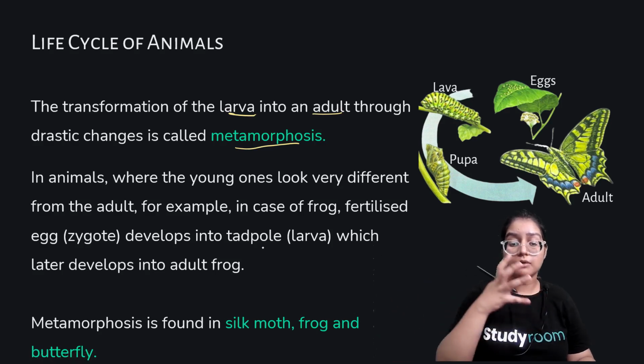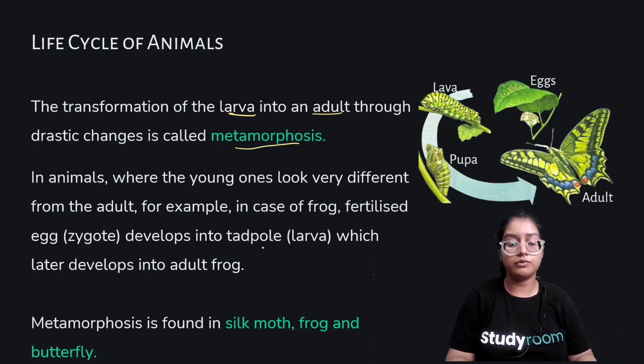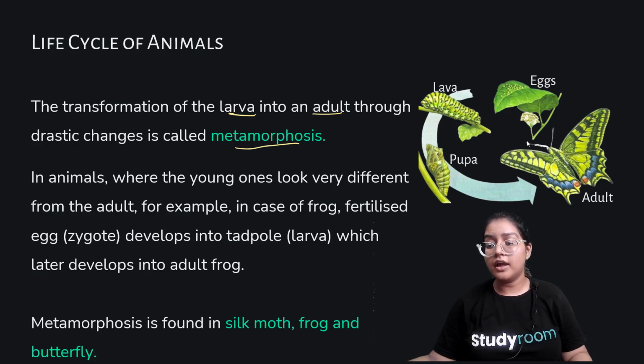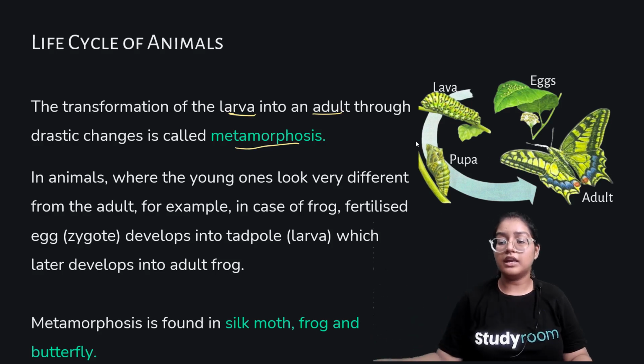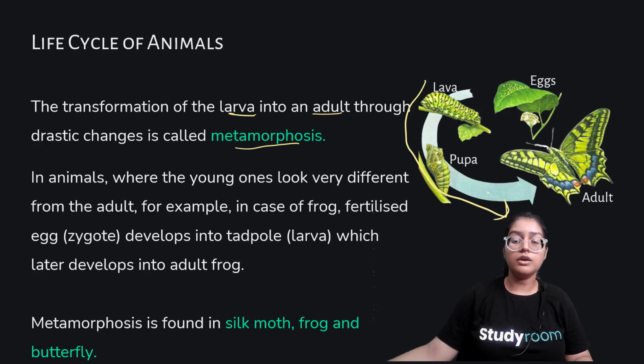This complete transformation from being a larva to an adult is called metamorphosis, and metamorphosis occurs in silk moth, frog and butterfly. So you can see eggs, then larva develops into pupa, and pupa develops into an adult. So we have egg, egg to larva, larva to pupa, and pupa to adult. This particular journey of a cyclic process is what we call metamorphosis.